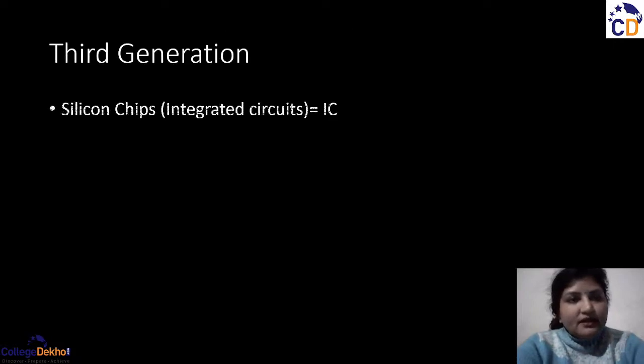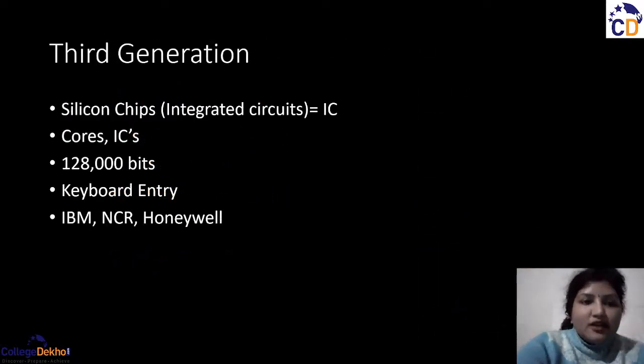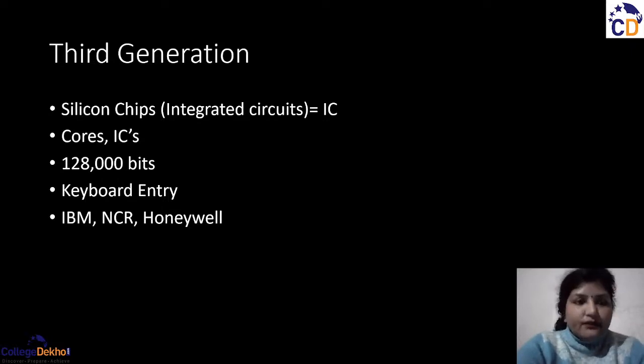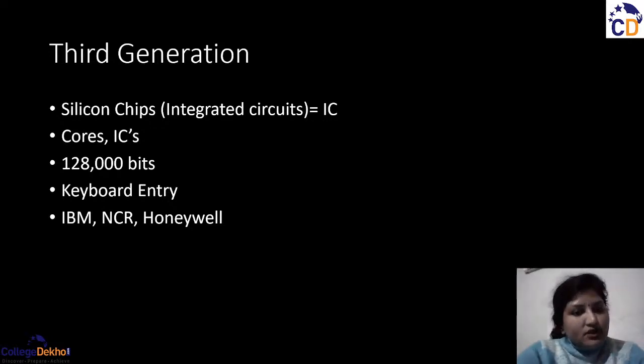Now let us see the highlights of the third generation. Silicon chips or integrated circuits were used, core ICs in the hardware part. Now the bits have increased to 128,000 bits. Keyboard entry: now you have an interface, no need to have punch cards or printouts. You may directly use keyboards for interacting with the system. Users can interact with the system with the help of keyboards.